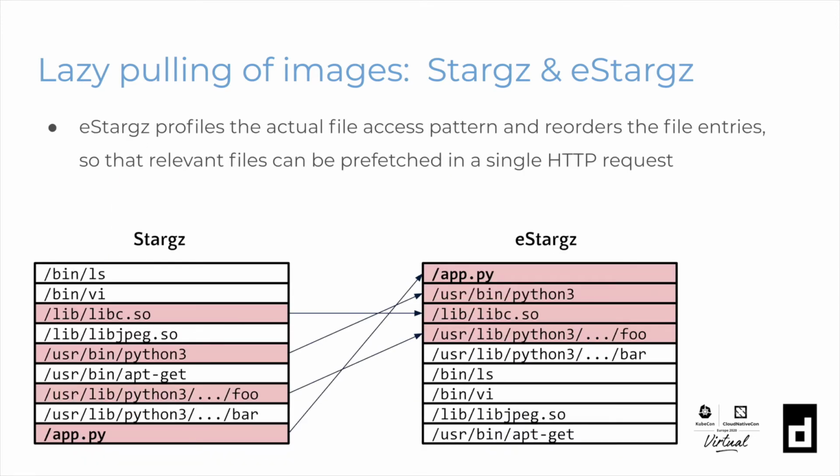The next slide compares stargz and eStargz. eStargz profiles actual file access patterns and reorders file entries so that relevant files can be prefetched in a single HTTP request. So if you have a Python application in the container, the application script file, along with the Python interpreter /usr/bin/python3 and dependencies such as libc.so, are squashed together into a single chunk inside the image.